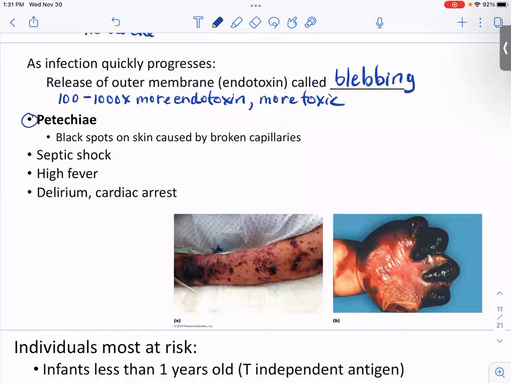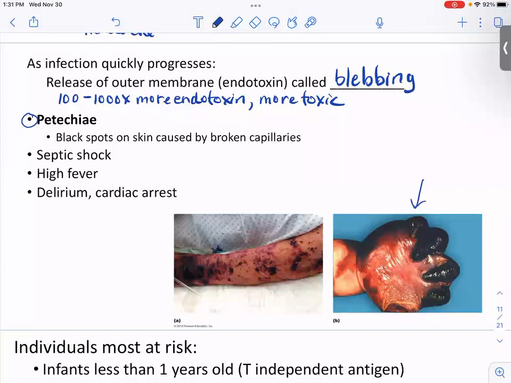That's a rash that starts out red and then turns purple and then turns black. Black spots on the skin caused by broken capillaries. Those petechiae can merge into large areas of necrotic tissue, like this hand of a baby, which will likely have to be amputated.